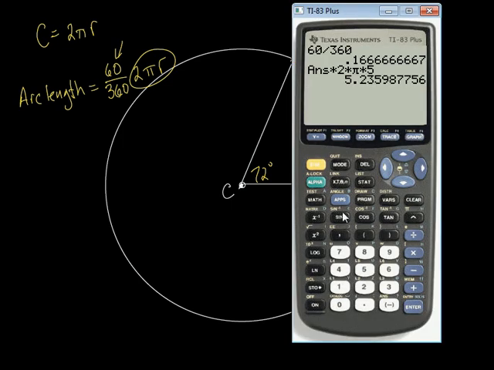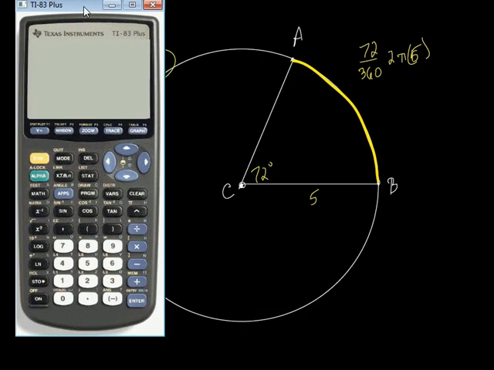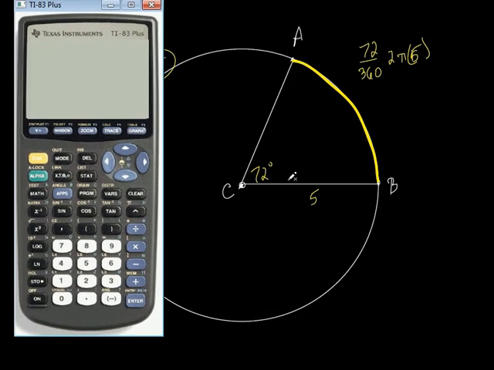So let's see what that would be. Do you think that would be longer or smaller than when it was 60 degrees? It's going to be longer, right? Because we're going more around the circle. We're going further around the circle, so it's going to be further distance. So let's see what we get.